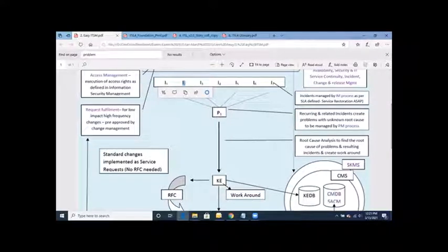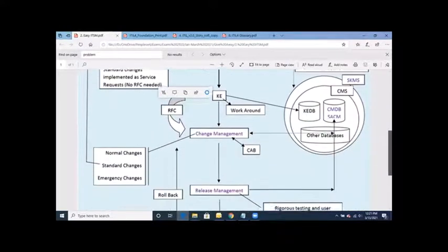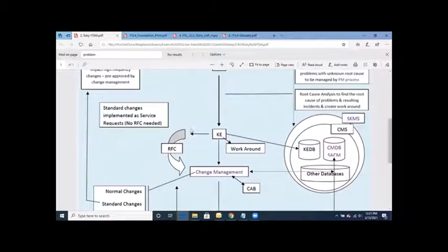Anything which can work for the user. That's a workaround. Now, coming back, the router is faulty. We need to change the router. So there is an RFC which needs to go to change management as a process. The change management process will receive the request for change.